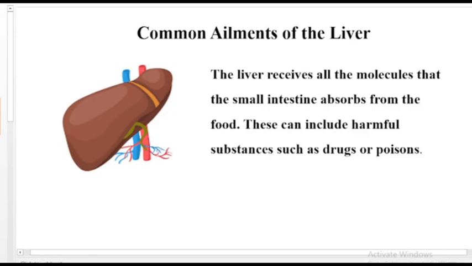The liver receives all the molecules that the small intestine absorbs from the food, and these can include harmful substances such as drugs or poisons. So we all know that the liver is the largest organ in the human body. So this largest organ receives all the molecules that the small intestine absorbs from the food. These include harmful substances such as drugs or poisons.